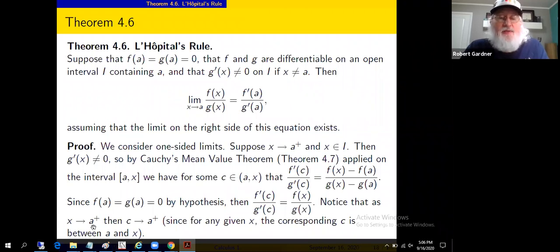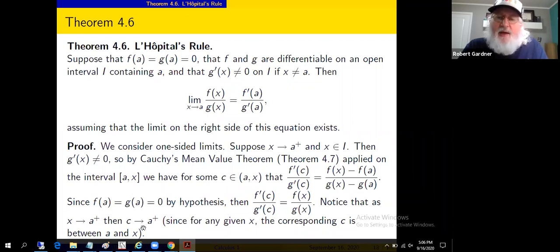Now, this is a bit subtle. As x approaches a from the positive side, what we're doing is taking this x value and squeezing it over towards the a value from the right. So we're taking that kind of limit, right? We're going to look at a one-sided limit as x approaches a. As x approaches a from the positive side, this little interval will get smaller. I won't take x equals a because I'll do a limit thing.